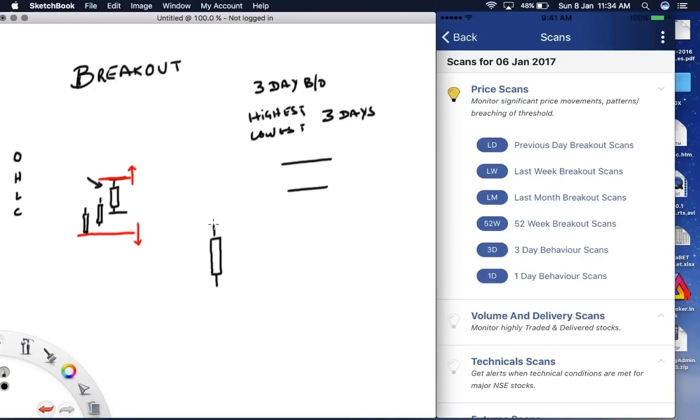Now, previous day breakout means if it has gone above last day's high or it has fallen below last day's low. Same way, if you look at the next one, it says last week breakout scan. Last week or last month. Last week means this candle becomes one week, last week's session.